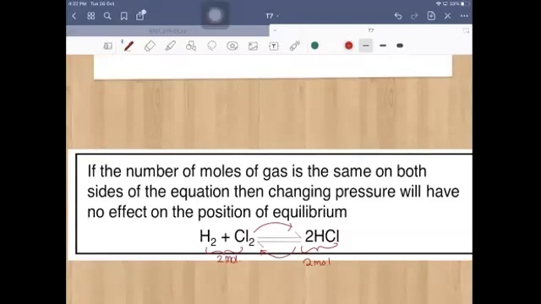But increasing pressure, we know that it has an effect on the rate of reaction, which is something that we haven't covered yet, but we'll cover in the next topic. So since they are favoring forward and favoring backwards equally, we just say that there is no net change. There's no effect on the position of the equilibrium.